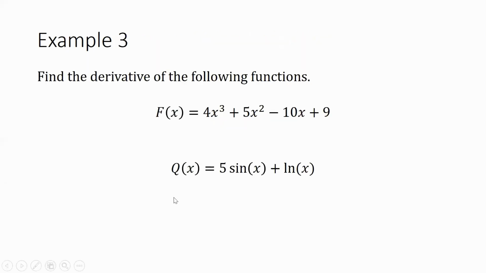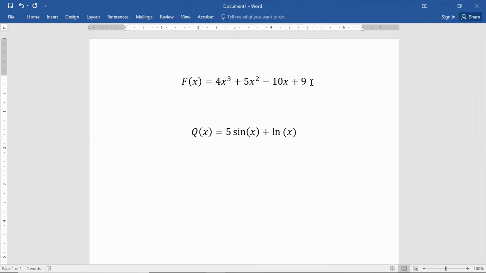Let me show you how to do this with these two functions. So we have F of x is equal to a polynomial, and Q of x is equal to the sum of 2 different types of functions. One is a trig function, one is the natural log. Let's take the derivative of the polynomial first. So in this case, capital F prime, the derivative of capital F, is going to be equal to. Now, normally in the power rule, we would take the 3 out front. So we get 4 times 3 times x squared.